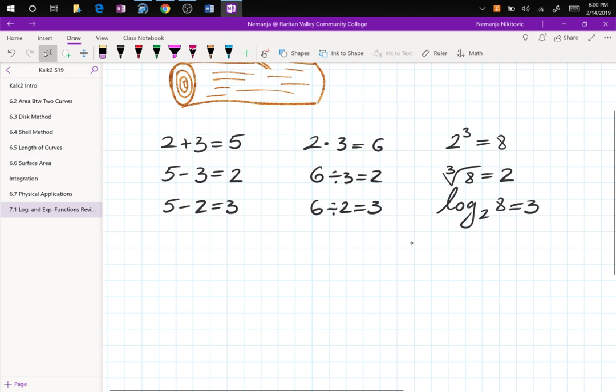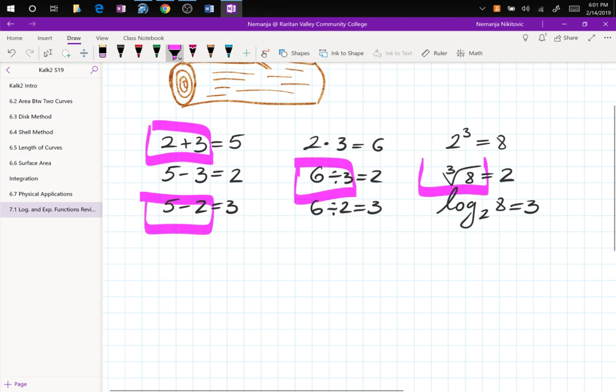It's not a function. Now, how do we create functions? Well, you go to any of these. You can go here, you can go here, you can go here. Doesn't matter where you go. And we replace one of the numbers with a variable, and you create a function.